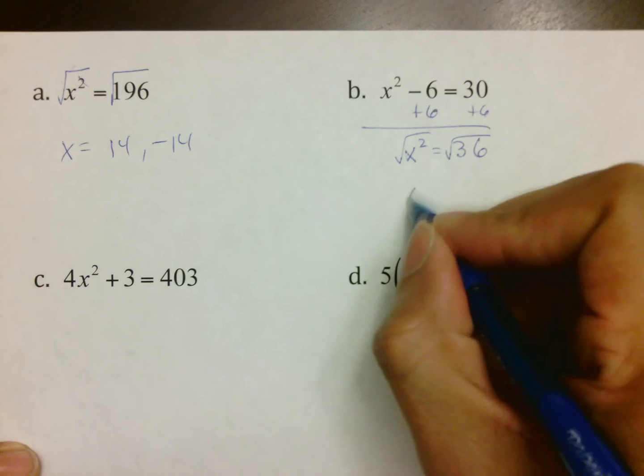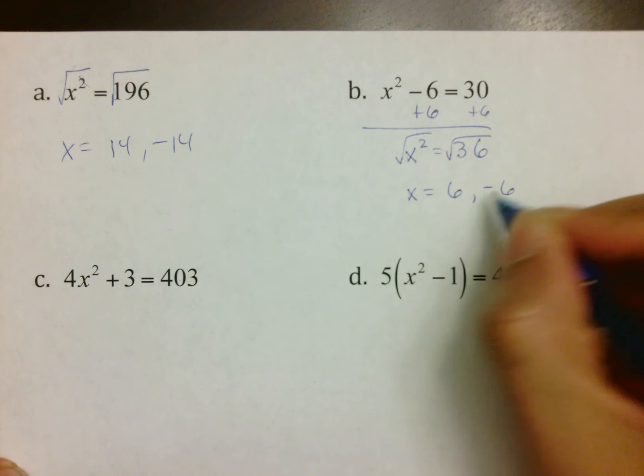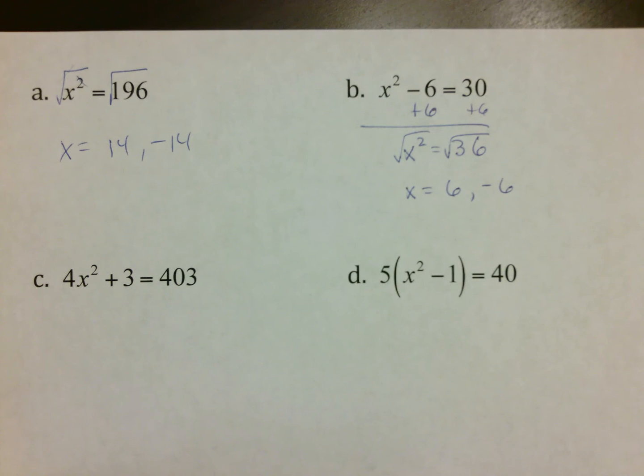Again, the square and the square root cancel. And it's not just 6, it is 6 and negative 6 that you need to be looking out for. Alright.